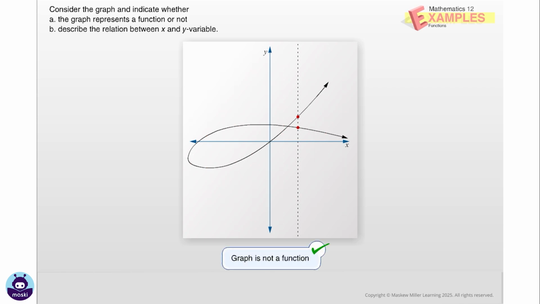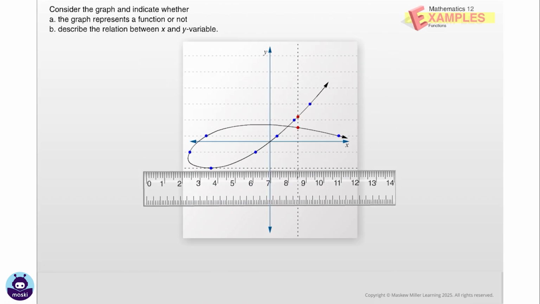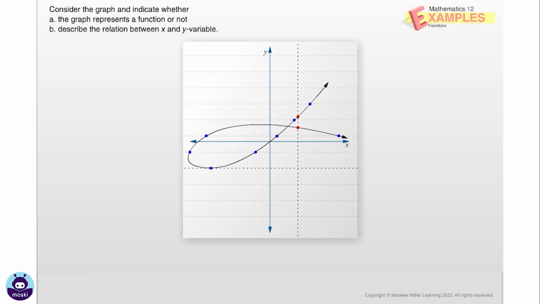We can perform the horizontal line test to understand the nature of the relationship between the x variable and the y variable. Recall that when we perform a horizontal line test, we are checking for a given y value. How many x values exist? We can see that for a given y value, there are many x values. It is a many-to-one relation.